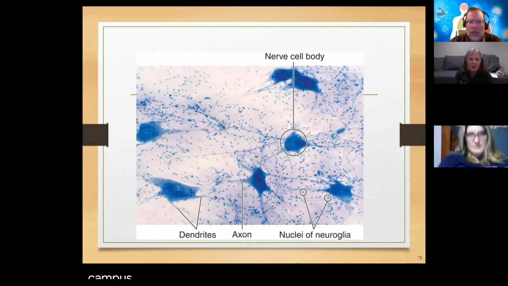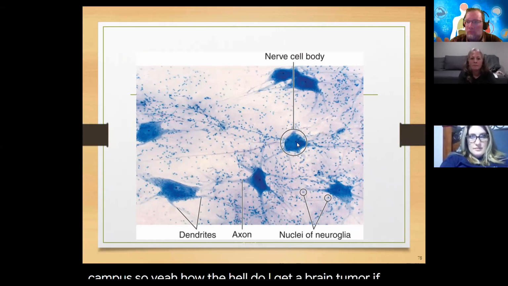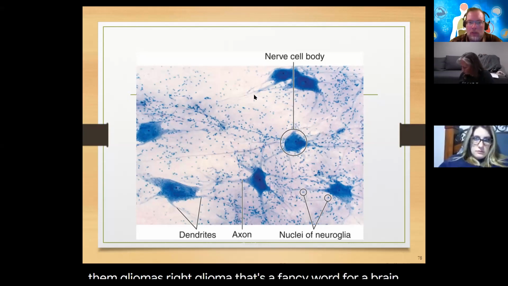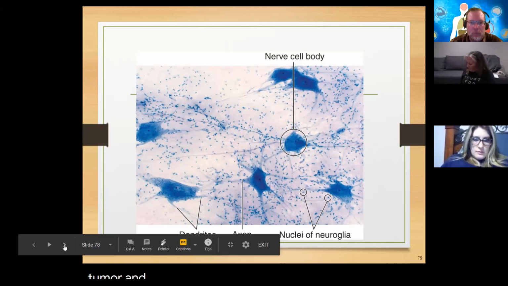So yeah, how do I get a brain tumor if neurons don't multiply? They don't divide. How can I have excess tissue in my brain? Because it's the glial cells. They call them gliomas, right? Glioma. That's a fancy word for a brain tumor.